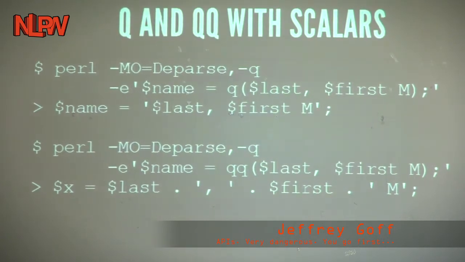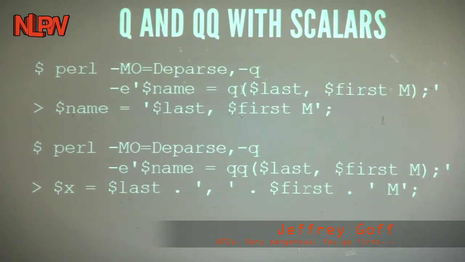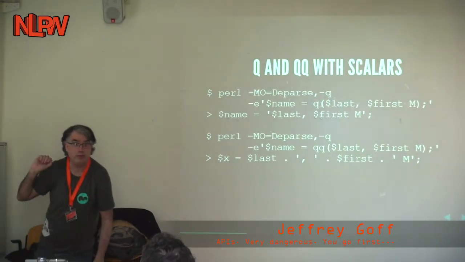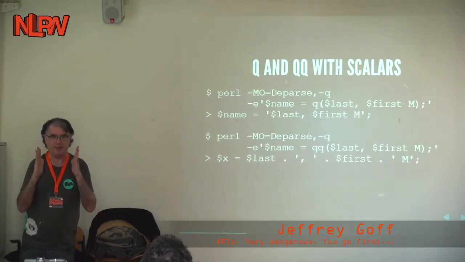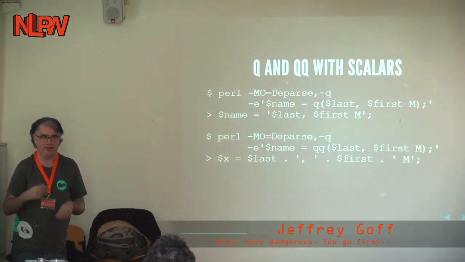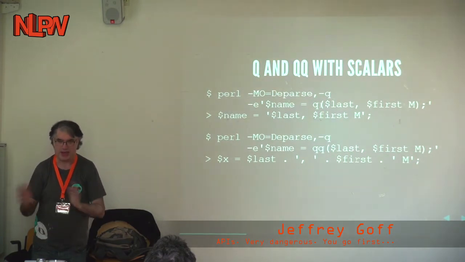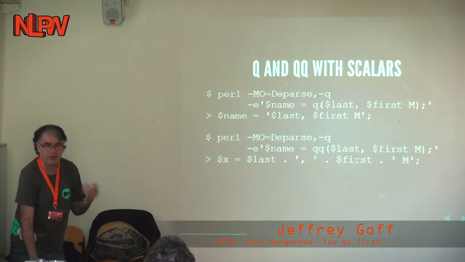The same way inside Q parent acts like this. That's not dollar X, because I wish for new things to fit on screen. I didn't know if it would run off the edge, so it's not quite a one-to-one recitation there, and I apologize, but I didn't have room on the slide. So that's Q and QQ.